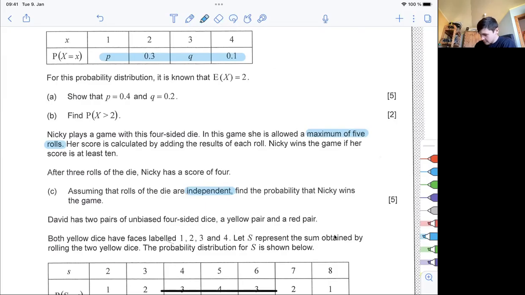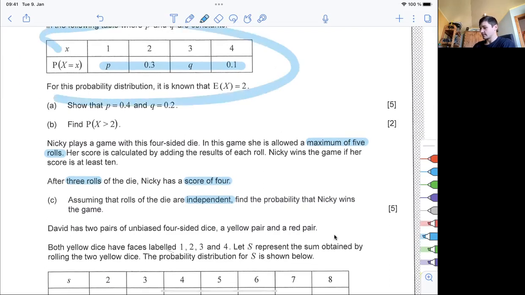All right, and then after 3 rolls, her score is only 4. She has a score of 4, which is somewhat unfortunate when we think about how she's managed to get a score of 4 from 3 rolls. If we look back at our table up here, you see the only way she will have managed that is by getting 2 1s and then a 2. So she started off pretty unlucky in this game, to say the least.